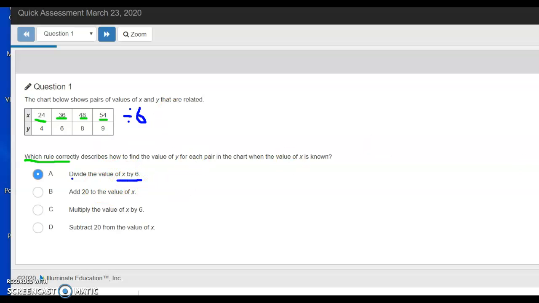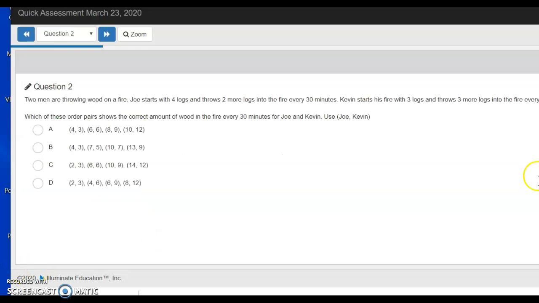Now we have to be careful and look at the other answers here. B says add 20 to the value of X. If I added 20 to 24, that wouldn't work, because it would give me 44. C says multiply the value of X by 6. They do have the X by 6 part, but you have to read carefully because that one's multiplying. And like we said with D, it's subtract 20. That would work for the first ordered pair, but it has to be a rule that works for all. So in this one, your first answer would be A.